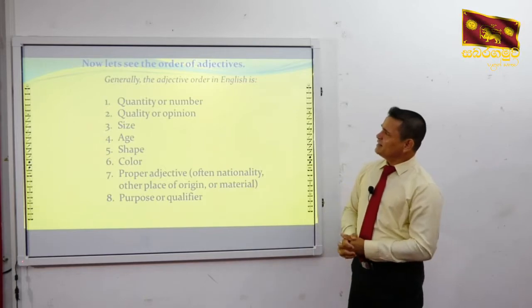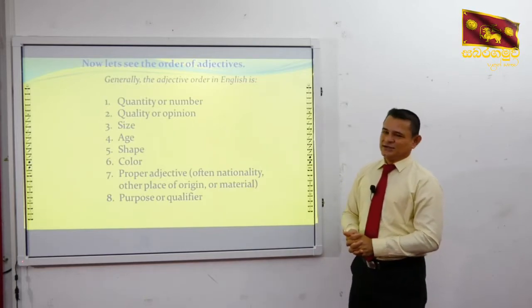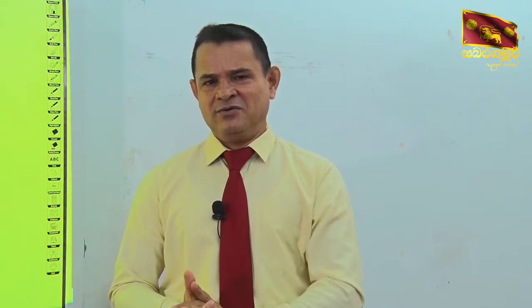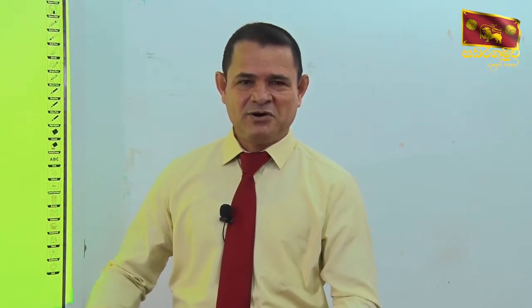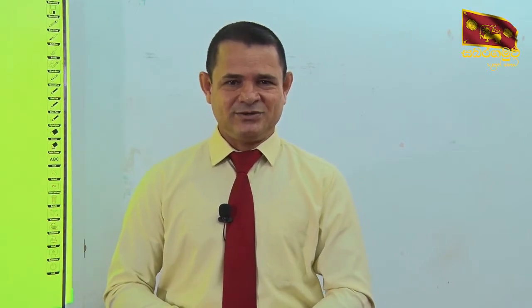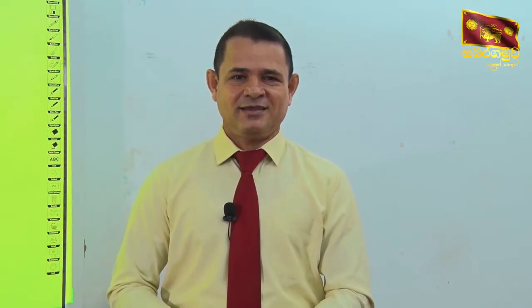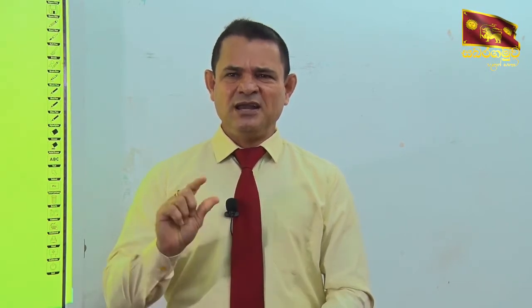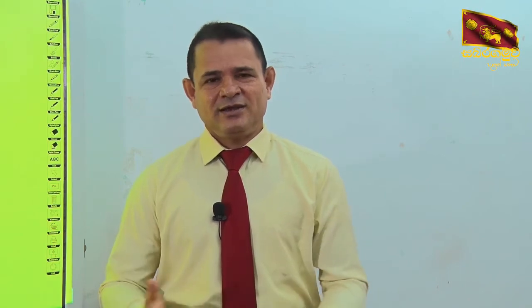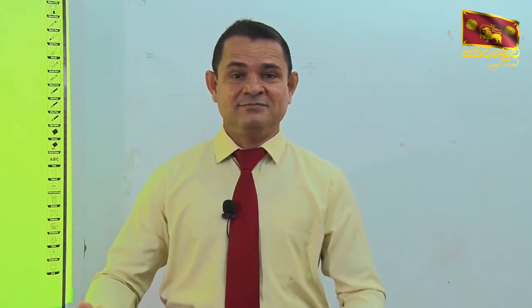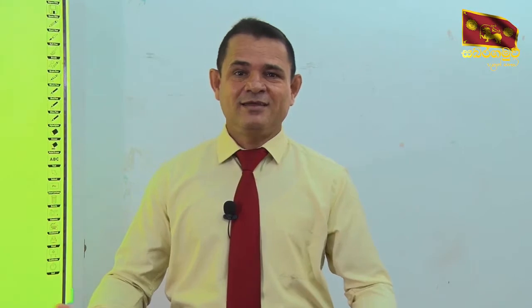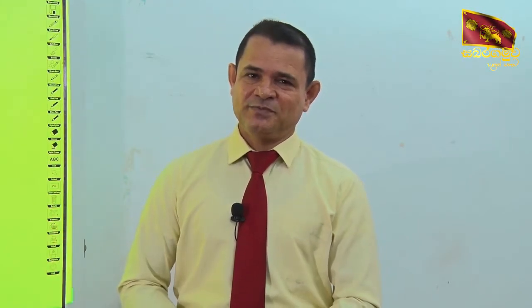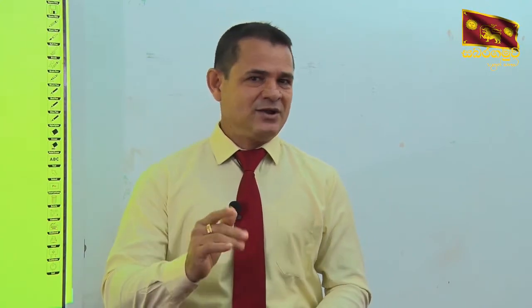Now let's see the order of adjectives. When you describe a noun, can we use only one adjective? For example, white board. White is the adjective. Or a tall boy, as you read at the beginning. Tall is the adjective. Is that the only word that you can use? No, you can use tall, handsome, dark or fair. So you can use many adjectives to describe one noun. But when you use those adjectives, there is an order.